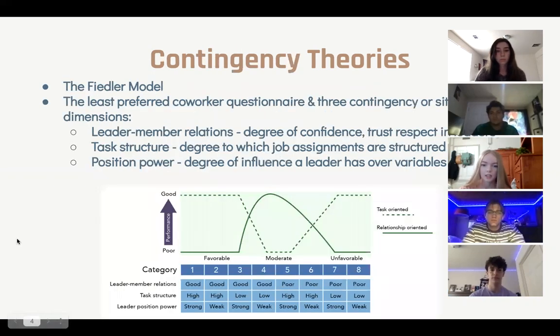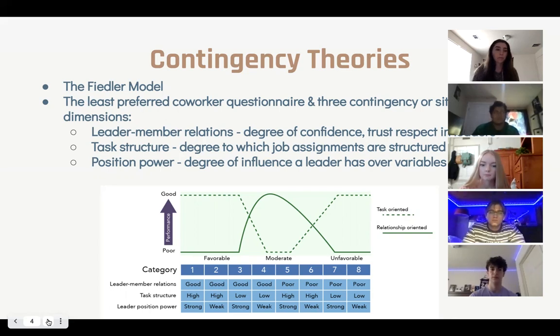So for contingency theories, the Fiedler model says that group performance depends on the match between the leader's style and the degree to which the situation gives the leader control. The least preferred coworker, or LPC, questionnaire identifies whether a person is task-oriented or relationship-oriented. A high score means that you are relationship-oriented and that you described your least preferred coworker in favorable terms. From there, a fit must be found between the organizational structure or situation and the leader's style for there to be effectiveness. We can assess the situation with the three contingency or situational dimensions.